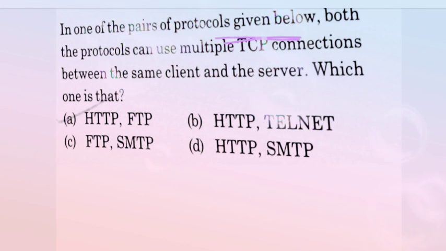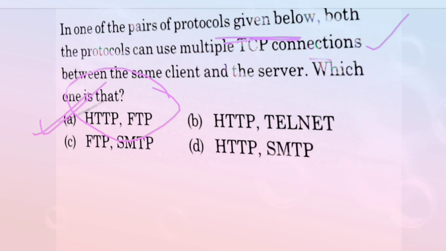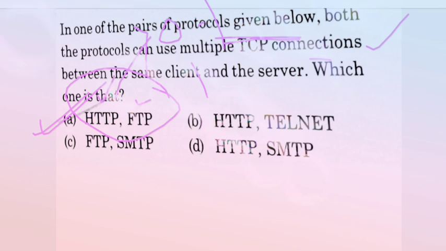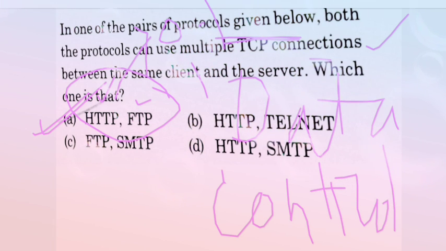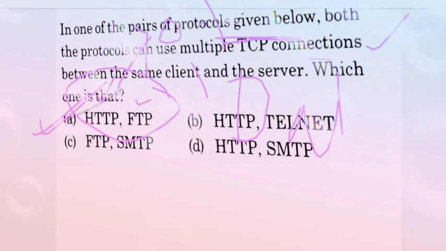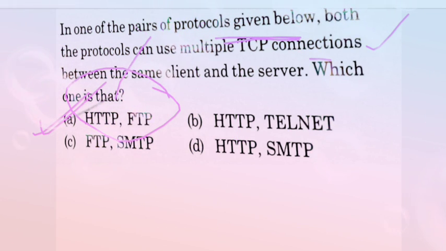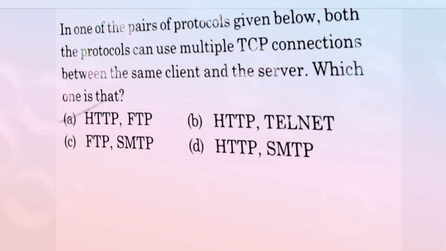Now come to the next question. In one of the pairs of protocols given below, both protocols can use multiple TCP connections between the same client and the server. Which one? The correct answer is option A. Why? Because in HTTP and FTP there are two connections. In the case of HTTP, we use version 0.1 and version 1. So there are two versions for HTTP, and in the case of FTP there are also two connections: first is your data connection and second is your control connection. Due to this reason, option A is your correct answer, because both protocols are used between the same client and the server.